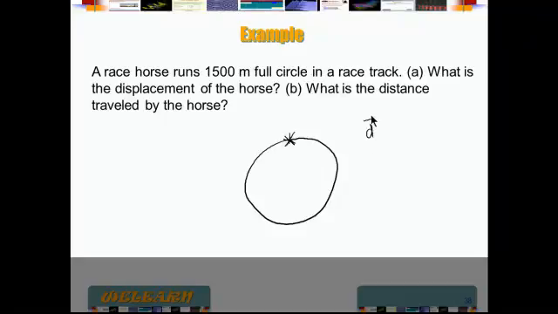So the displacement, which is final position minus initial position, is going to be 0, since the final position is the same as the initial position. So by making a full turn, the overall displacement of the horse is 0. Okay, that's important. What about the distance traveled by the horse? In the case of distance, we don't have to worry about direction. It is not a final position minus initial position. How far did he travel? Distance traveled is 1500 meters.